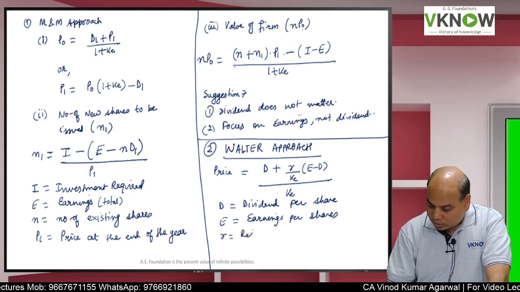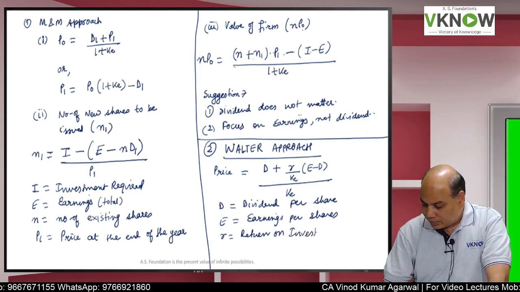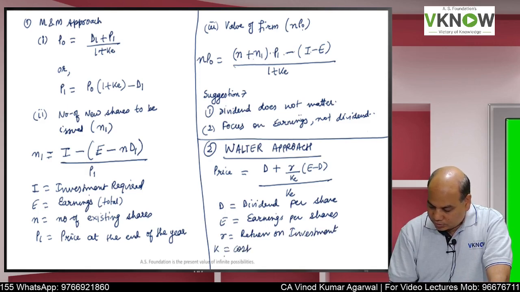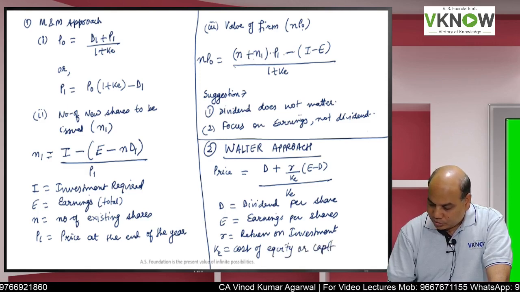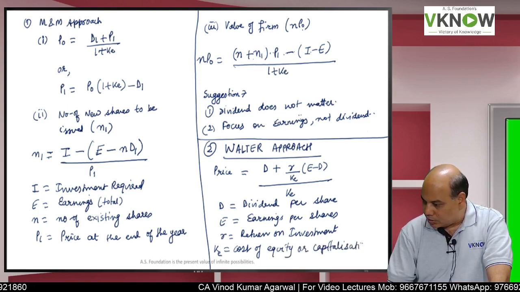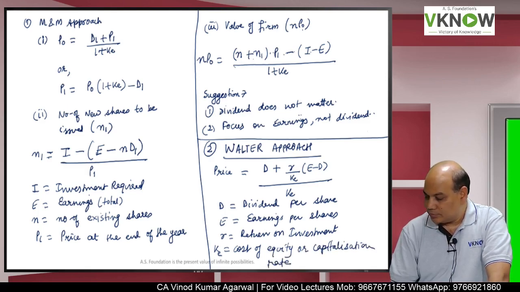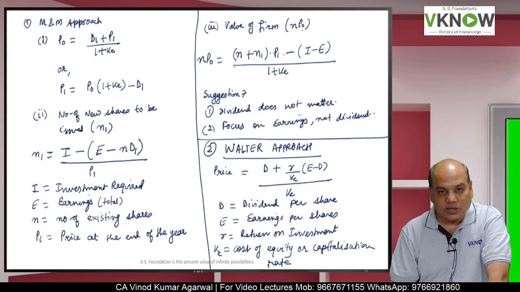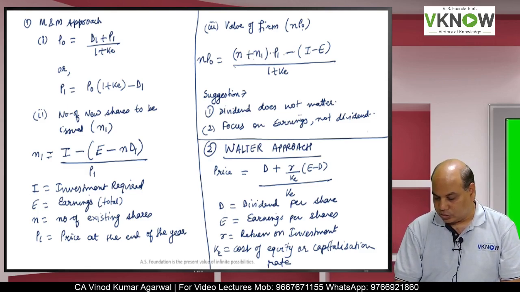R is return on equity, return on investment, and K is the cost of equity or capitalization rate. Sometimes in the problem they will say capitalization rate. Is it right? Yes. So four variables affect the price of the share today. This is called Walter approach.